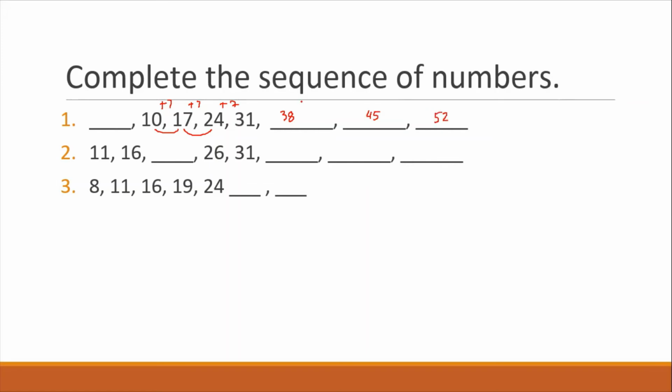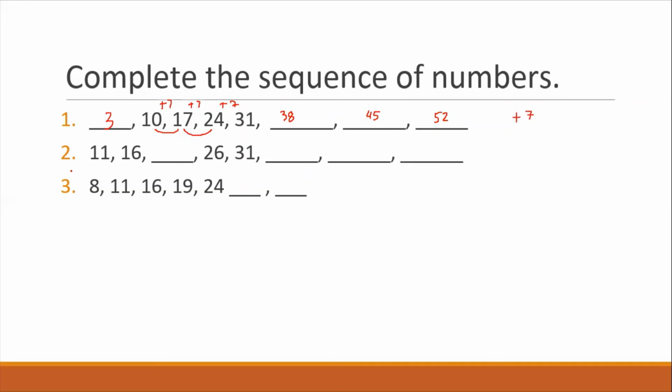Now, how about the first missing number here? What should we do to 10 to find the missing number? Because we add 7, all we have to do to find the first one is subtract 7 from 10. So 10 minus 7, that is 3. So the first number here is 3. 3 plus 7 is 10. 10 plus 7 is 17. 17 plus 7 is 24. And so on and so forth. So for our first example, the pattern is plus 7.